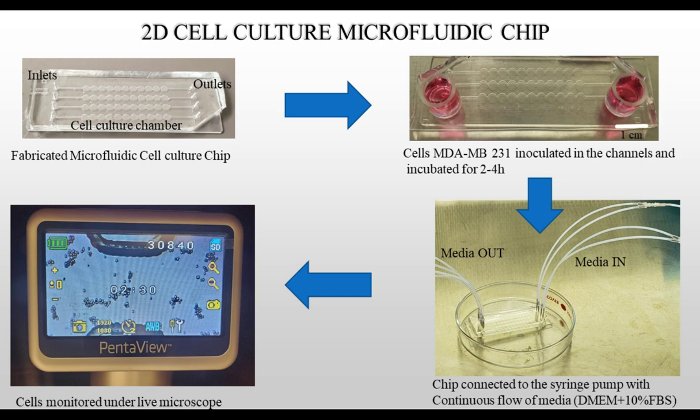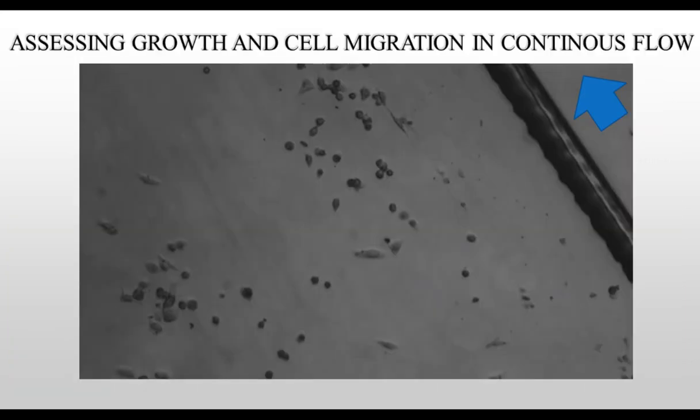We monitored the cells by recording time-lapse imaging of the cells every 3 minutes for 12 hours at different flow rates. I have a sample video which shows the migration of the cells. The flow rate was 3 microliters per minute, and from our data, we came to a conclusion that flow rate has negligible effect on cell migration.